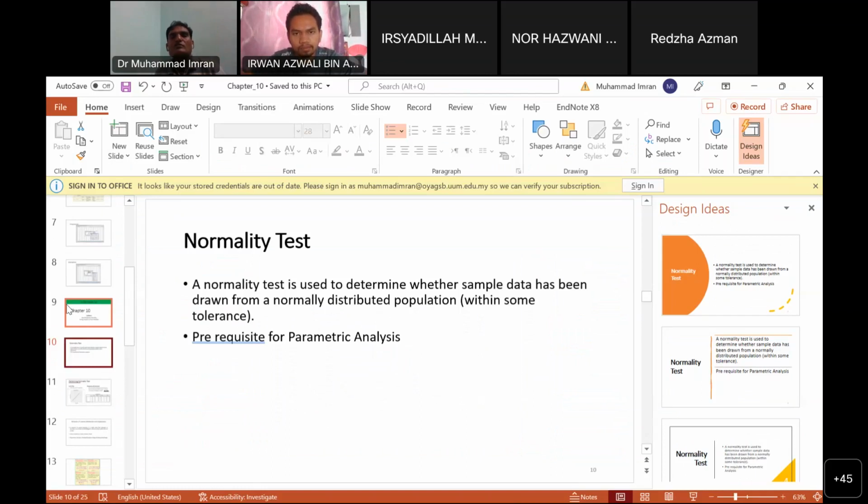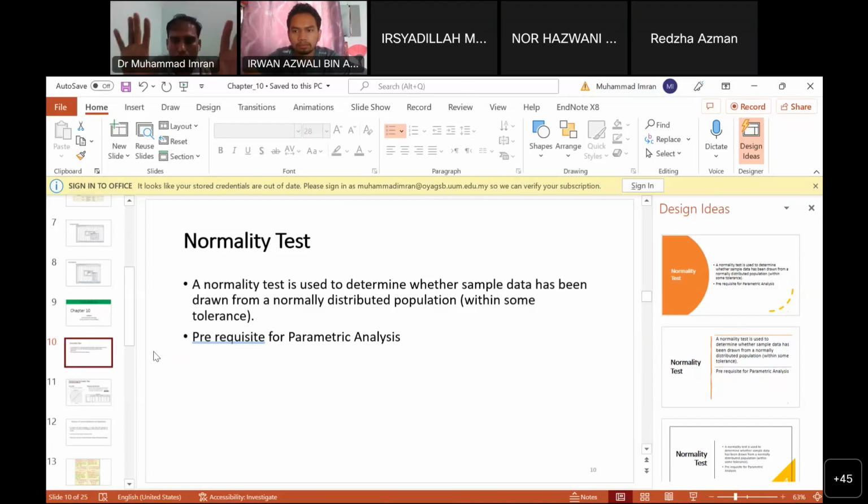See here, a normality test is used to determine whether sample data has been drawn from a normally distributed population within some tolerance. Population mean, I don't know, do you people know the definition of mean, mode, median? Later I will also discuss normal distribution with you. Your data should not fall far from the mean, near the average. If we want to measure the positive, our data is normal with the positive, rather than the negative. How do we check the normality of data?